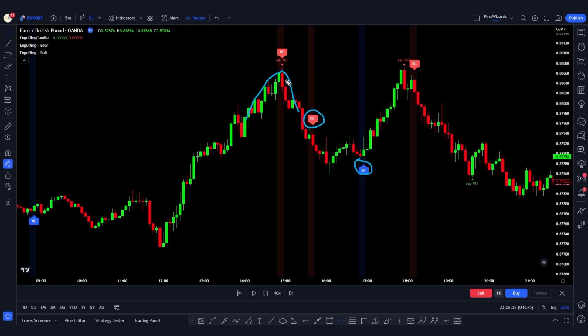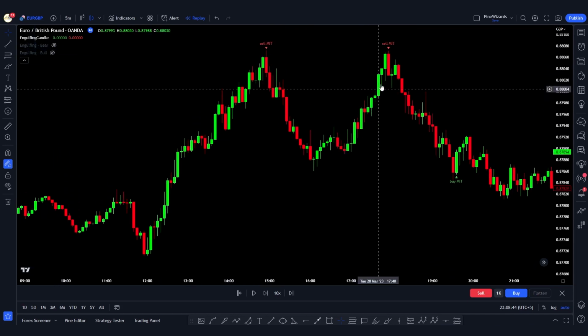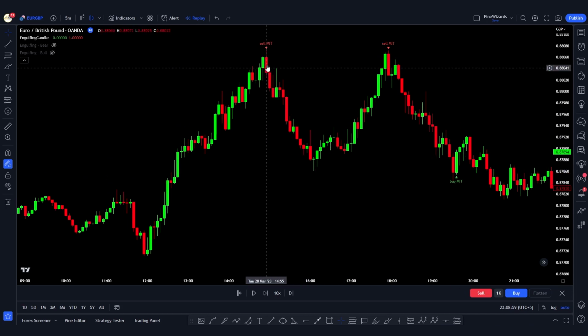And the reason for that is that this AI engulfing candlestick patterns indicator is based on price action, and it already filters out the overbought and oversold zones. So it will only give us a sell signal whenever the market is overbought, and it will only give us a buy signal whenever the market is oversold. So in those conditions, there is a high probability of the market going in favor of the pattern.